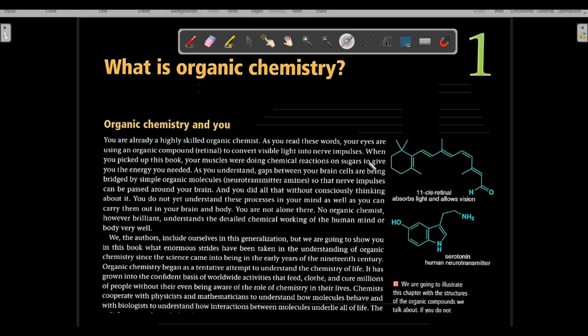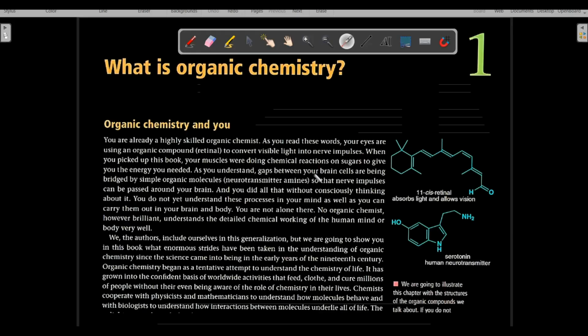So the author is saying that when you picked up the Clayden book, your muscles were doing chemical reactions on sugars to give you the energy you needed. Suppose you are picking up the physical copy of this book from some bookstore or library, then your muscles are doing the chemical reaction on sugar. Sugar will be broken down and energy will be released. So your muscles were doing the work of breaking down the sugars to give you the energy you needed to lift the book from a bookshop or a library. To lift the book, you needed some energy, and that energy was provided by chemical reaction on sugar.